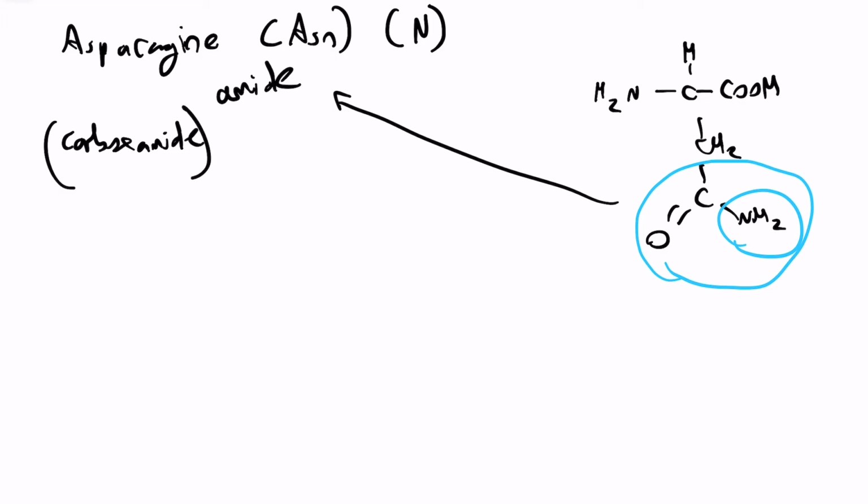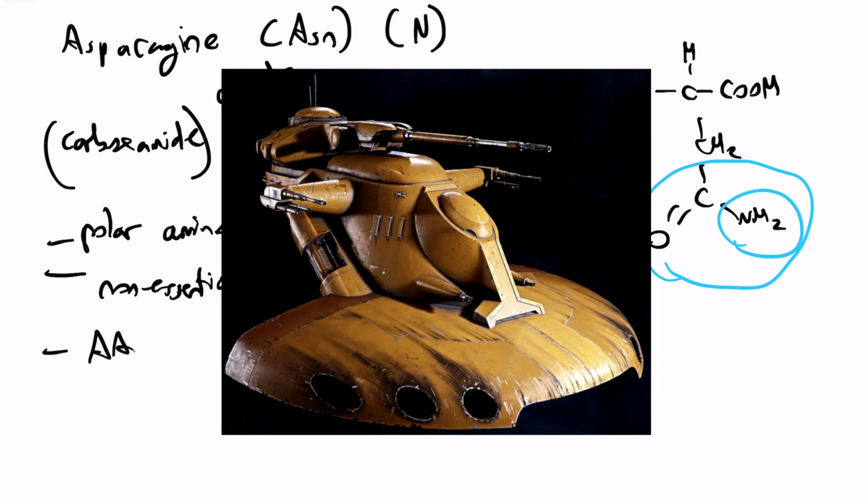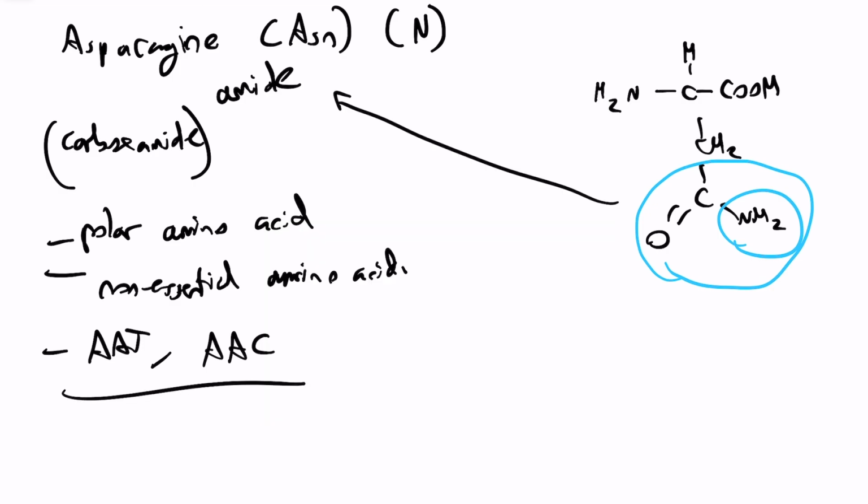So again, you might be thinking, oh, it's basic because it has that amine group. But despite amine groups being basic, the amide group, so an amine group near a carbonyl, under physiological conditions, doesn't really act as either a base or an acid. So this is actually just a polar amino acid. You describe this as a polar amino acid, but it isn't necessarily basic. And obviously it can still form hydrogen bonds, etc. So it's also a non-essential amino acid, just like aspartic acid. Okay, and the codons are AAU and AAC. Cool.